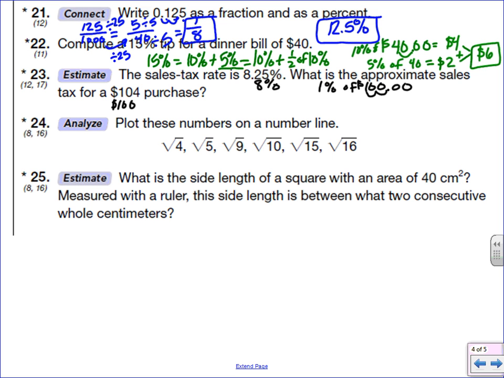For 10%, I move it 1. For 1%, I move it 2. So 1% of 100 is $1. Now I need 8%. So 8% is 8 times 1%, and 1% is $1. So 8 times $1 is $8. Plot these numbers on a number line.